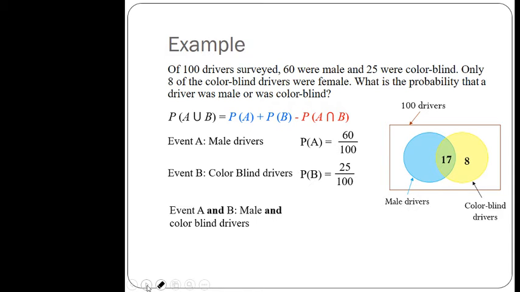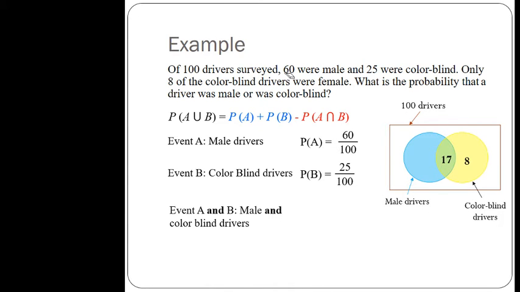Okay, now we can figure out what that intersection is, because right here it tells us that there are 25 total colorblind drivers. So if 8 are female, then 17 are male. I know this 17 has to be in both circles because they have to be colorblind and male. So that's why they're also in the blue section. So there's our intersection there.